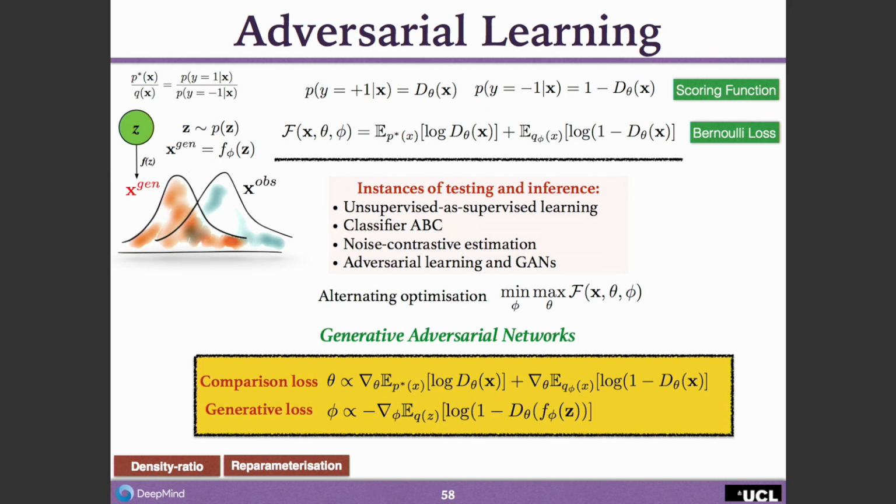So then again, you have the comparison loss, which is solve for the parameters of the discriminator. This is the thing that tells you how close or how different these two sets of samples are. And then you have the generative loss, which says, well, based on the knowledge that I have of D, can I use that to give me a gradient? And how you actually get this gradient is by using the reparameterization trick.